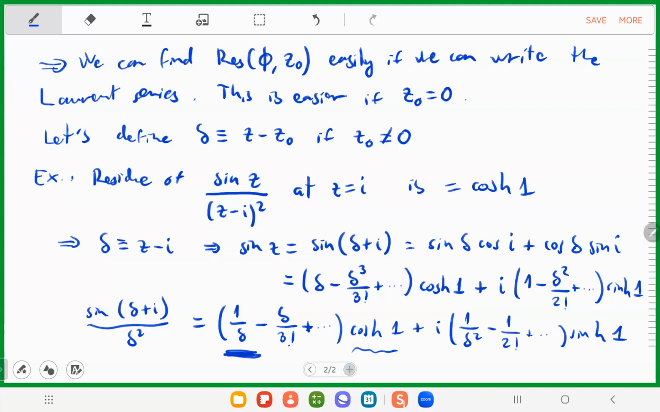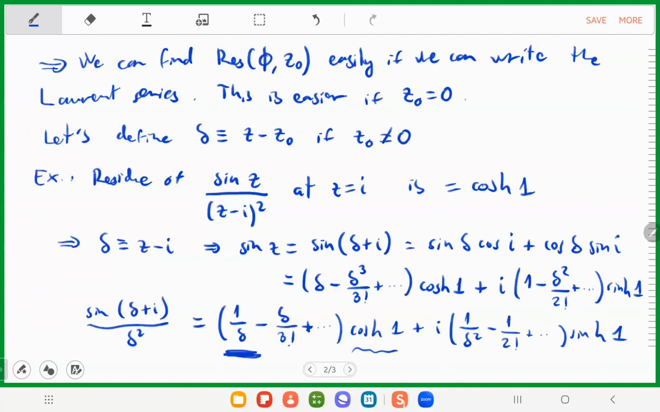Fortunately, we don't have to find the Laurent series every time we want to find a residue, because in some cases it is not as simple. Well, in this case, you can see the trick here, right? In this case, we know how to find the series of the sine of delta plus i because we know how to find the series of sine delta and cosine delta, and we know how to change from this to this. You can imagine there are a lot of cases where this type of trick will not work.